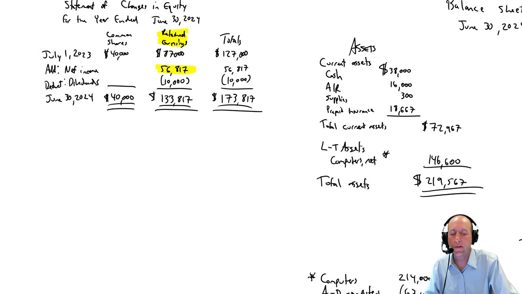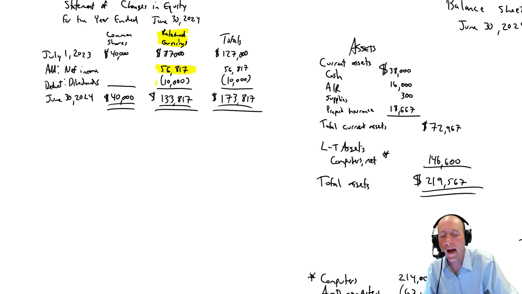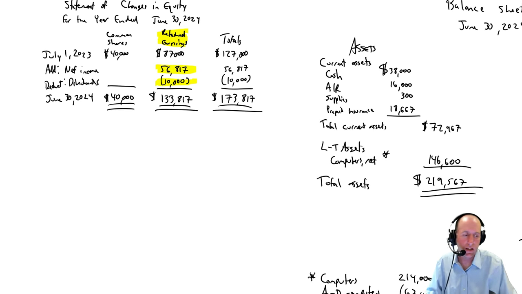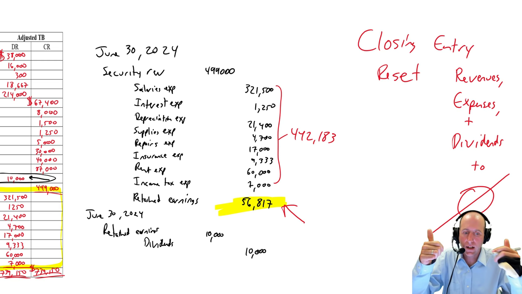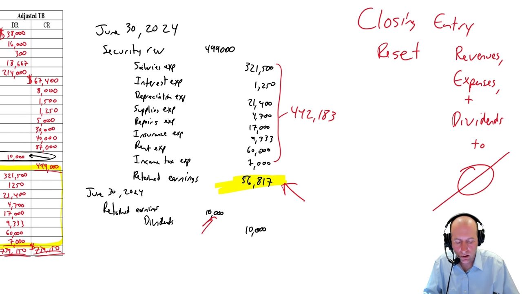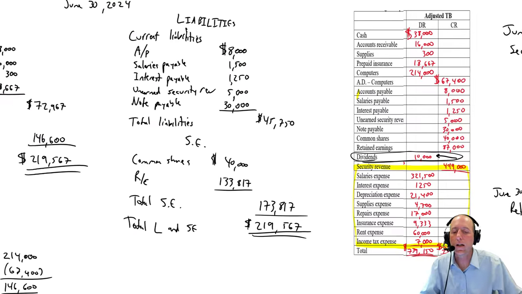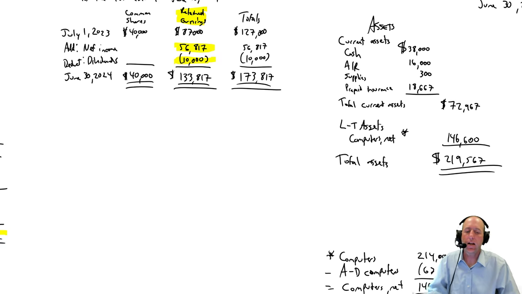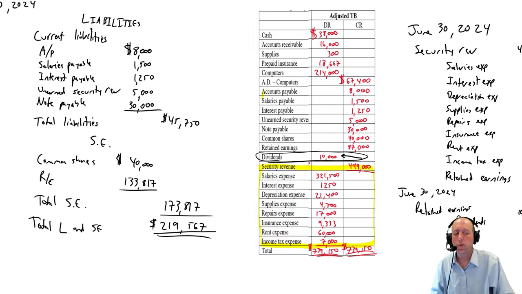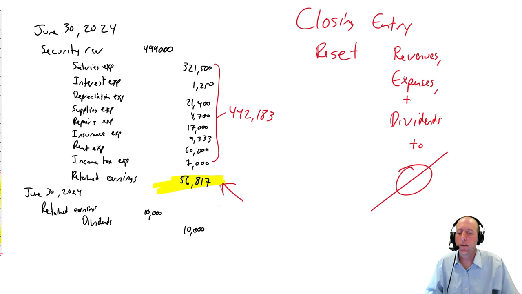Retained earnings goes up by 56,817 because of the net income, and it goes down by $10,000 because of the dividends. Well, retained earnings is a shareholders' equity account. To make it go up, you credit it. To make retained earnings go down, you debit it, and we debited it $10,000 because of the dividends. So this closing entry is really tracking what's happening here in our statement of changes in equity. It's saying, hey, our retained earnings changed. We've got to do a journal entry to make it so. This is the journal entry that makes it happen. So there we are, our closing entry.